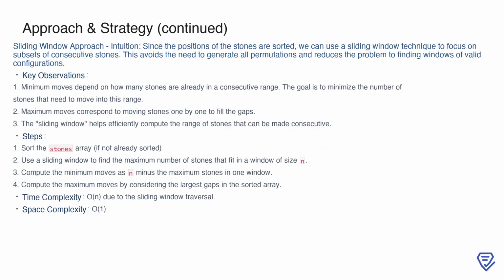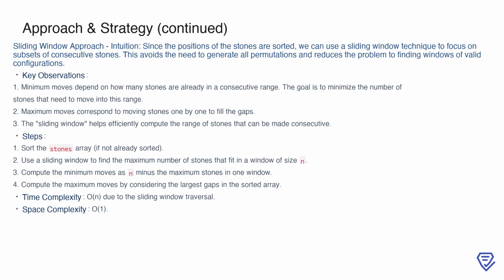Instead of brute force, we can take advantage of the fact that the stones' positions are sorted, which leads us to the sliding window approach. The intuition here is to focus on subsets of consecutive stones, avoiding the need to generate all permutations.